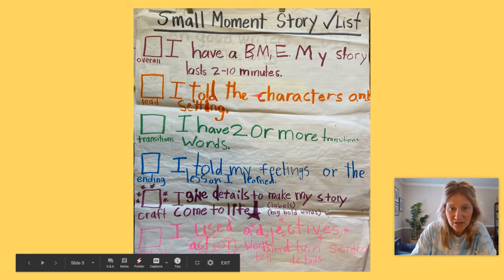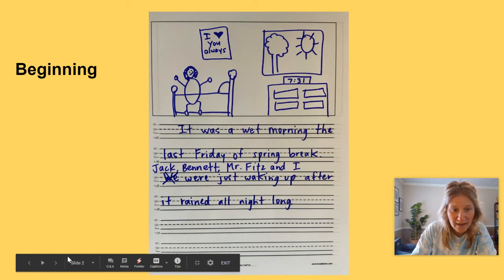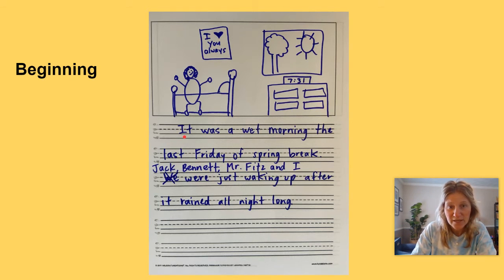My lead tells the character and the setting. So in our lead, we're going to start telling the characters and the setting. So here is mine. I started with a capital letter. It was a wet morning the last Friday of spring break. So I started by telling when it was. It was the morning, it was a Friday, and it was spring break. So I actually gave a lot of details about when it was. Then I put my period.